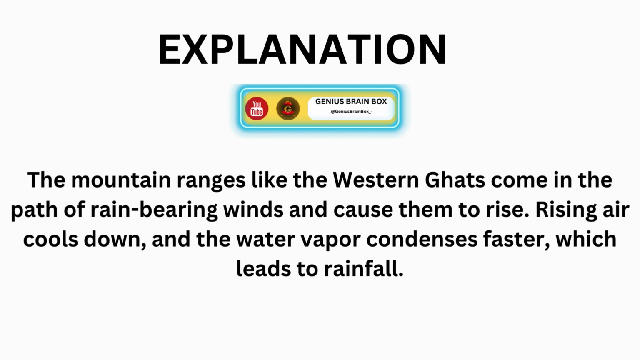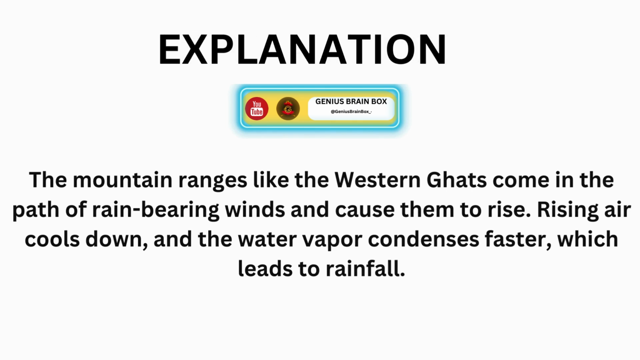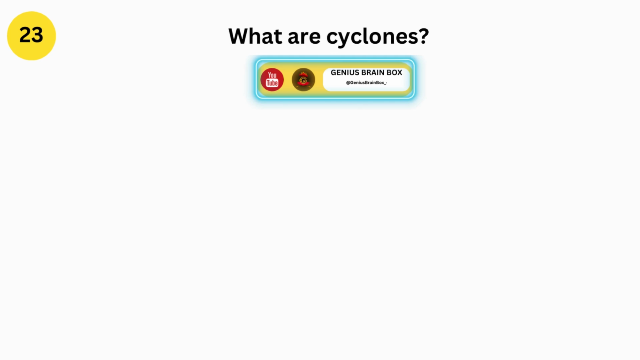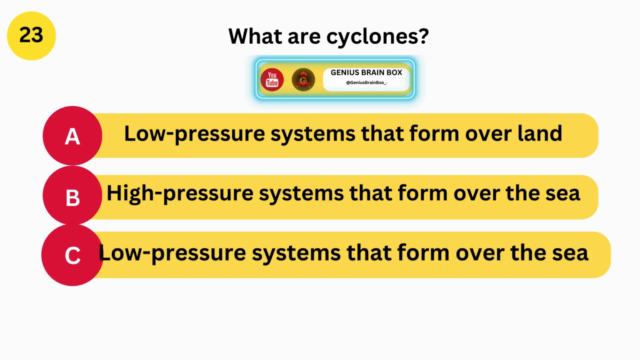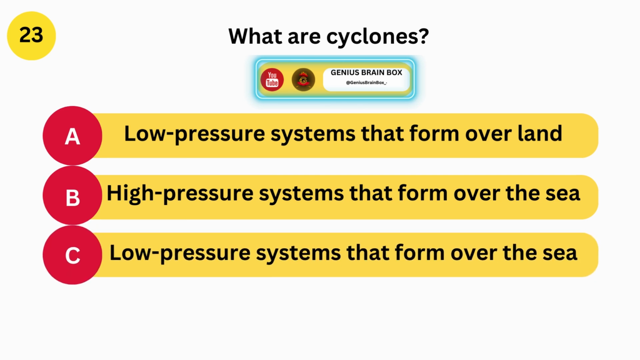Explanation. The mountain ranges like the Western Ghats come in the path of rain-bearing winds and cause them to rise. Rising air cools down, and the water vapor condenses faster, which leads to rainfall. What are cyclones? Option A, low-pressure systems that form over land. Option B, high-pressure systems that form over the sea. Option C, low-pressure systems that form over the sea.